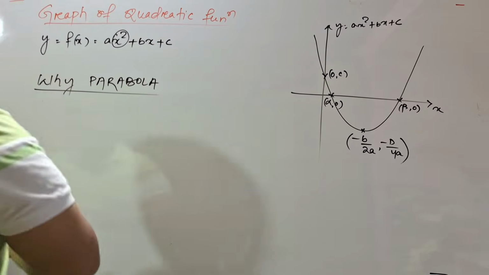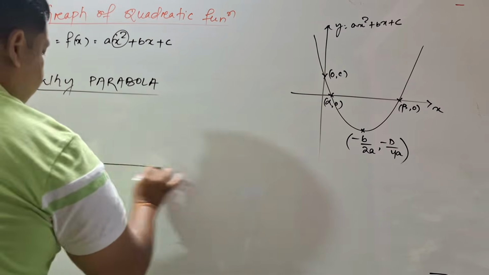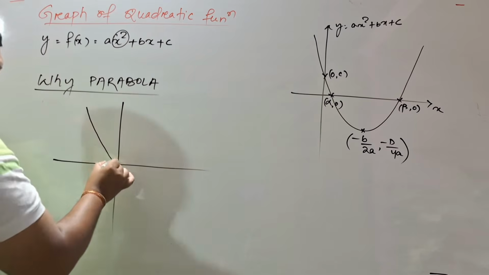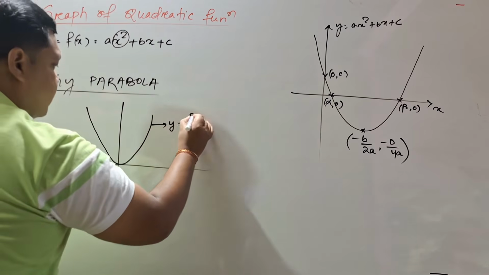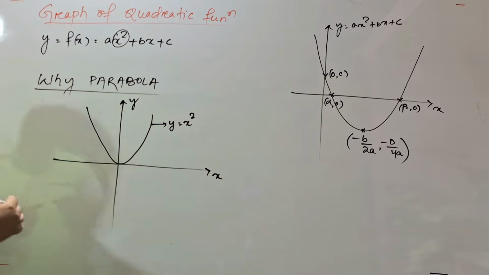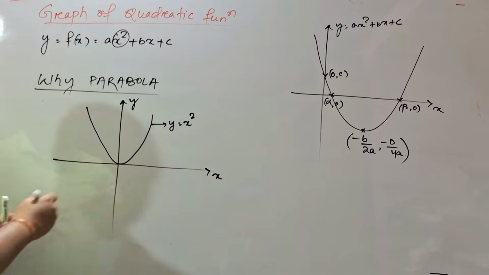Now look here. The original graph is y equal to x square. This is parabolic in nature. Y equal to x square. This is the x axis, this is y axis. Now I am going to draw y equal to x minus 1 whole square.